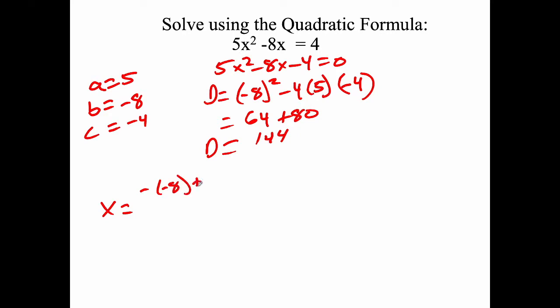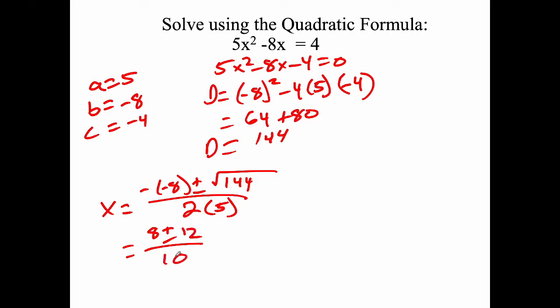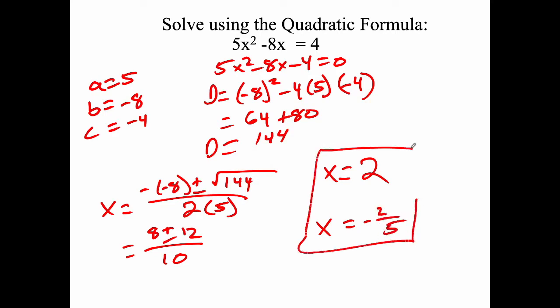Negative b plus or minus the square root of 144 all over 2a, which will give me 8 plus or minus 12 over 10. Do them separately. 8 plus 12 is 20 divided by 10 is 2. 8 minus 12 is negative 4 divided by 10, negative 2/5. So far, we've had perfect square discriminants. You will not always have perfect square discriminants. It can be a problem.